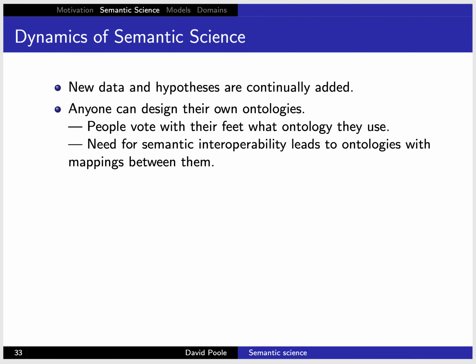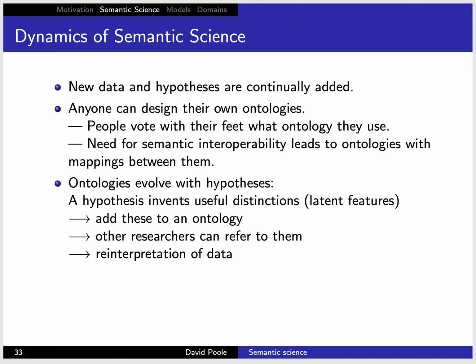All right. Now, anyone can design ontologies. They're not built in. At one stage, people thought we should mandate ontologies of things. But what's happening in semantic science, like the semantic web, is people just vote with their feet on what ontologies they use. People just use whichever one they want, and the most popular ones will probably survive. And the need for semantic interoperability, the fact we want consistent naming of things, will lead to ontologies with mappings between them. That's the hope anyway.